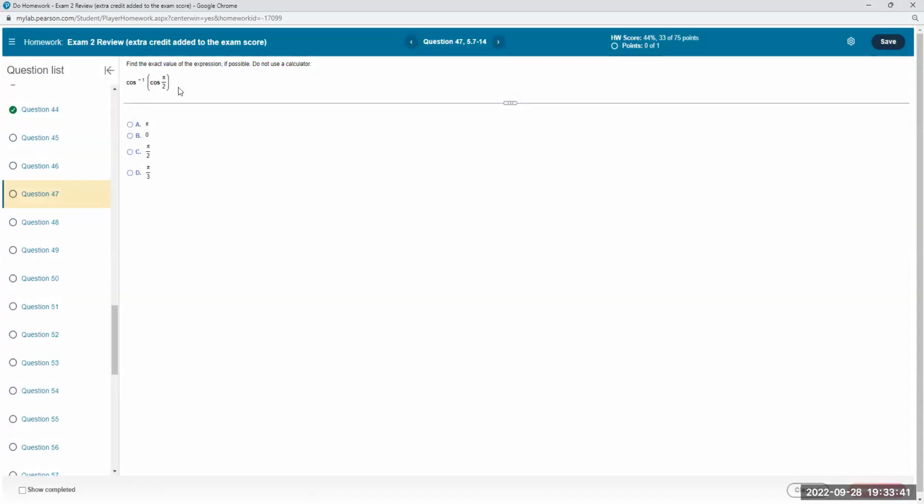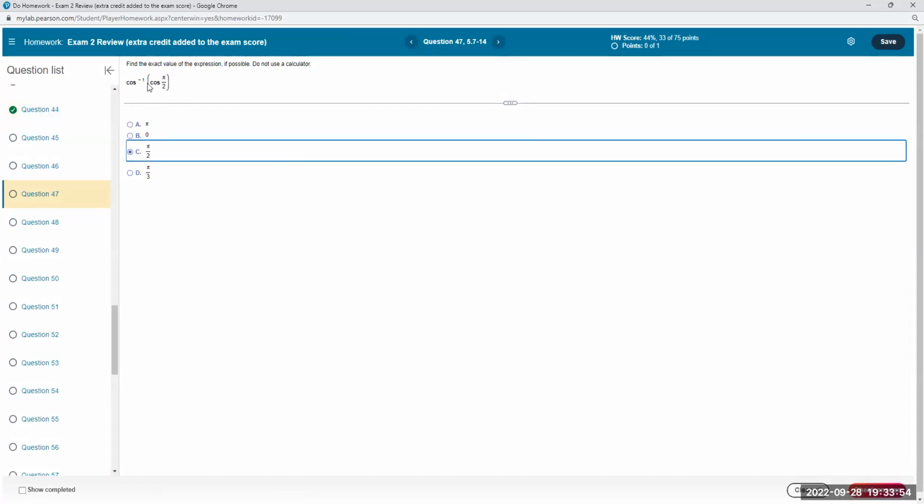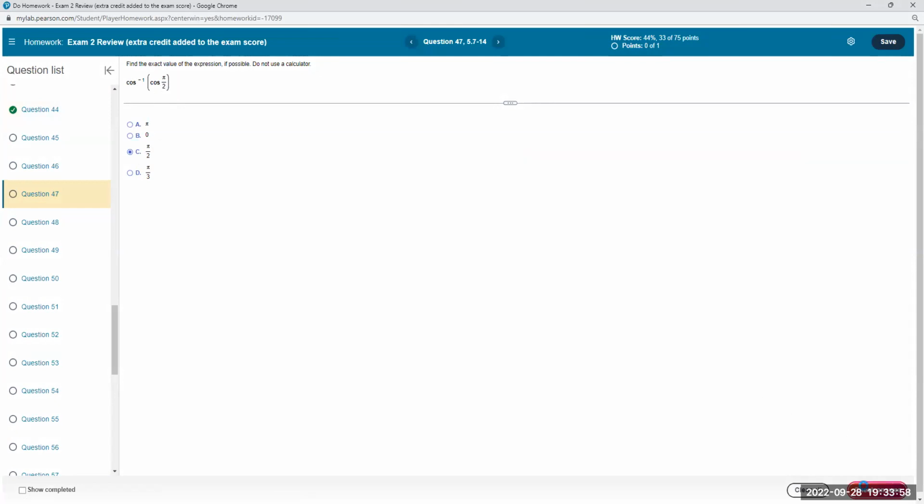Notice that pi over 2 is smack dab between 0 and pi, and that is the range for cosine inverse. So for this particular problem, the answer is just pi over 2. We can say that, yeah, they go ahead and cancel each other out, and that is the right answer. So that's nice when you have that situation.